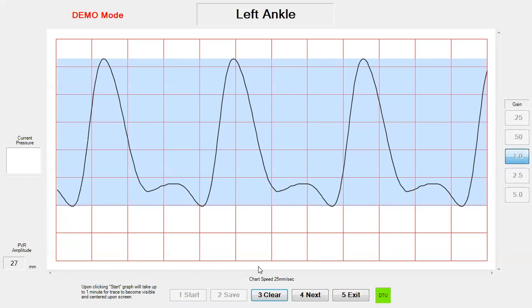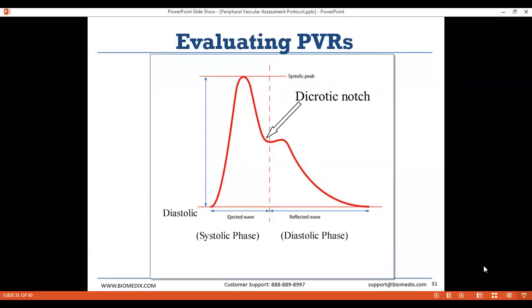So at this point, the interpreting doctor can come in and look at the results for the PAD and the CVI study and determine whether either of those is abnormal. Give me just a second here. I'm going to move us back to the PowerPoint presentation so I can talk about how we determine whether or not those waveforms are normal or abnormal.